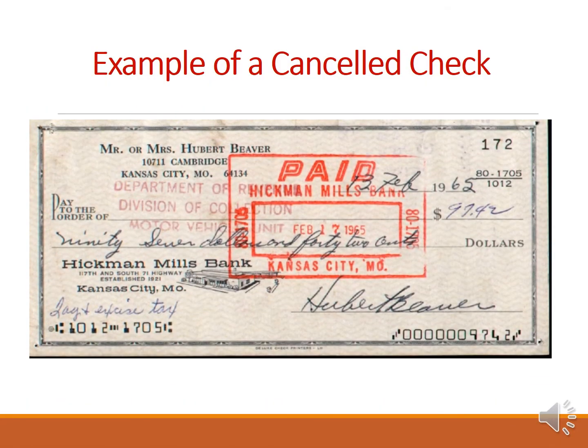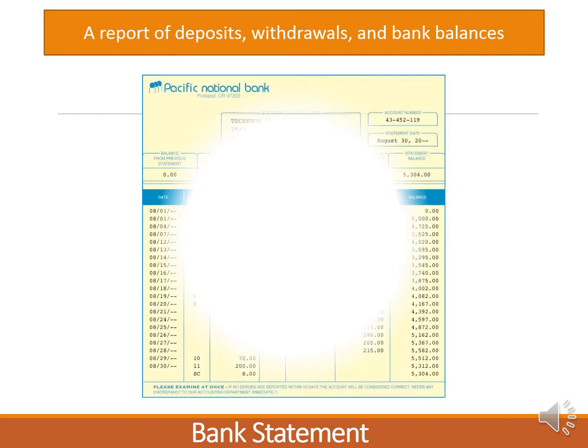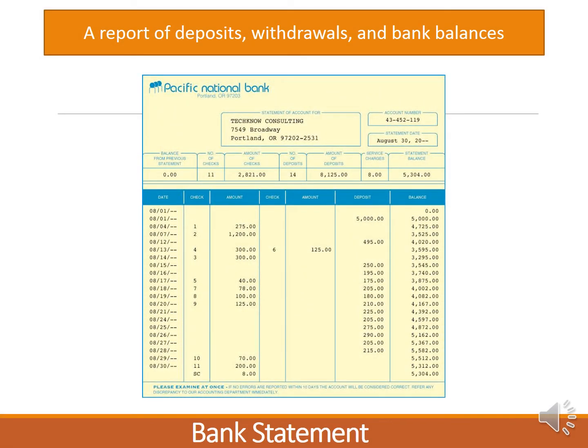Example of a canceled check. If you notice in red, it shows that the check was paid, and it will tell you by what bank and what city and state. The bank statement. This is an example copy of the bank statement, which will have your deposits, withdrawals, and your bank balance.